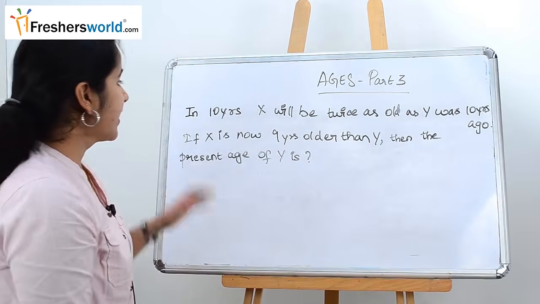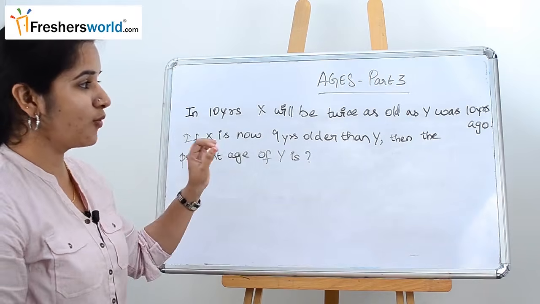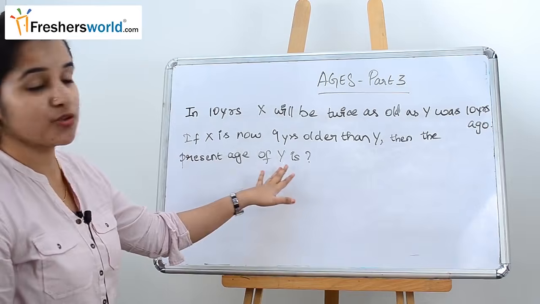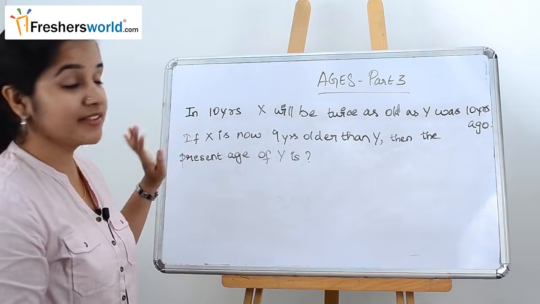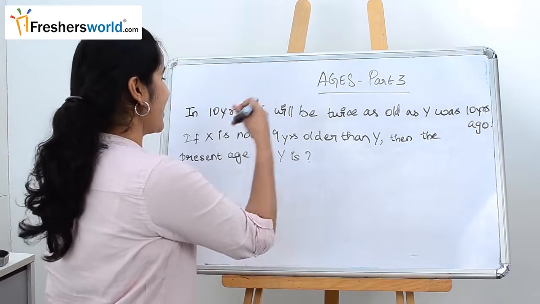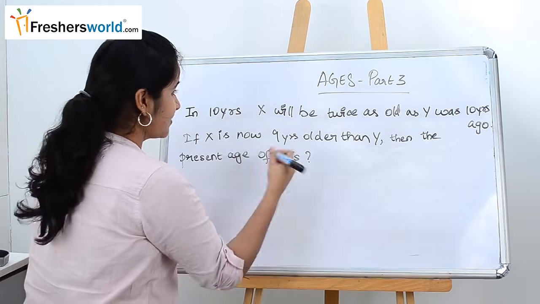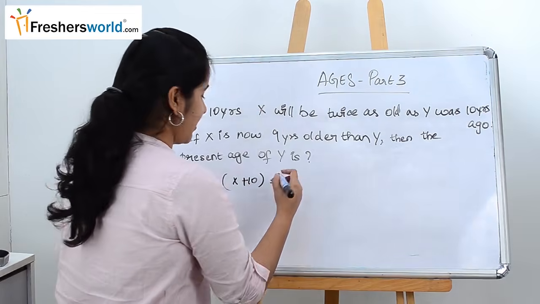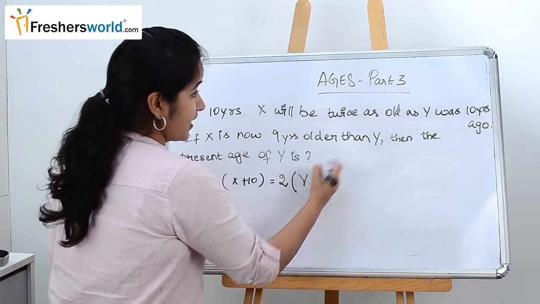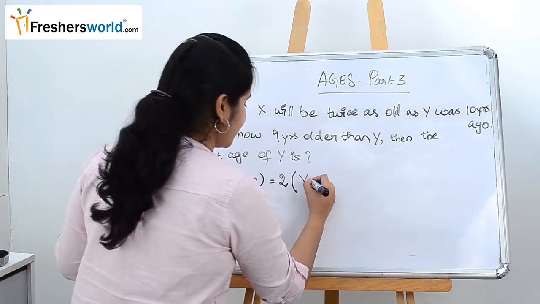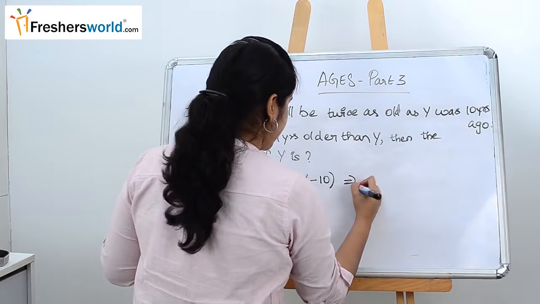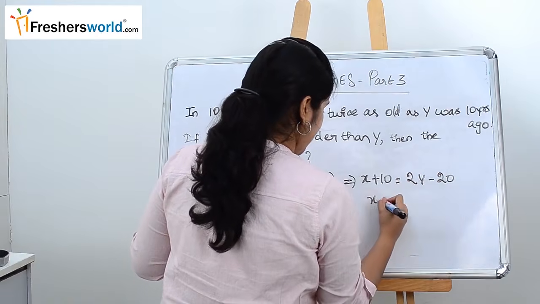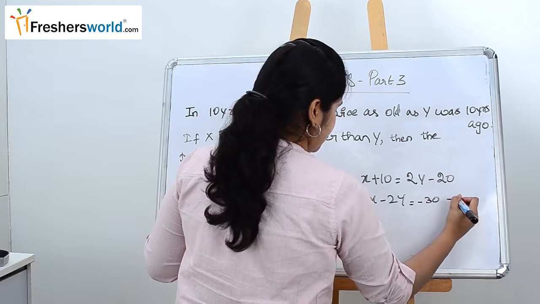So the next question is, in 10 years x will be twice as old as y was 10 years ago. If x is now 9 years older than y, then the present age of y is. It's a classic question that you can face in ages. Let's write the first equation. In 10 years, so after 10 years, x will be x plus 10, twice as old as y was 10 years ago, so minus 10. It can be simplified and written as x plus 10 is equal to 2y minus 20, so x minus 2y is equal to minus 30. So this is one equation.